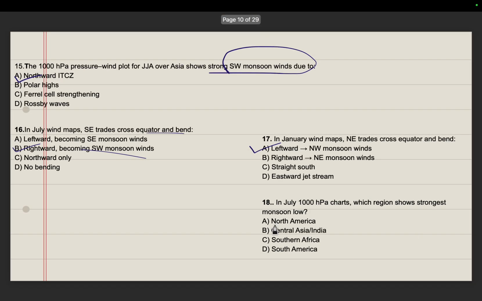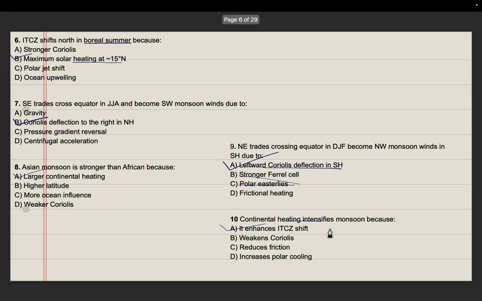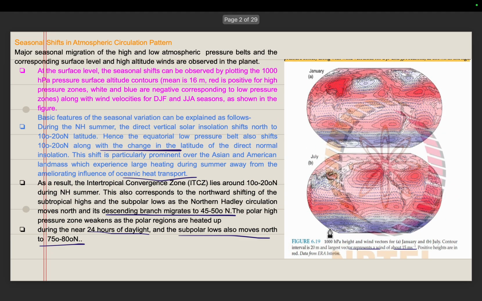The strongest monsoon low is seen in the monsoon season, or before the monsoon there is a monsoon low. So for Central Asia and India, the strongest monsoon low is seen in June, July, August. You can see here in this plot, the strongest monsoon low.